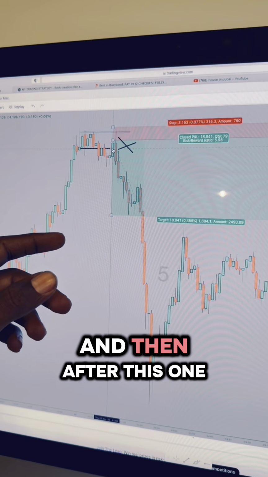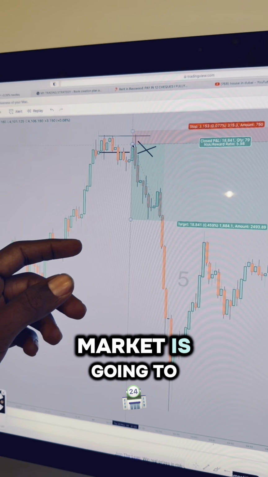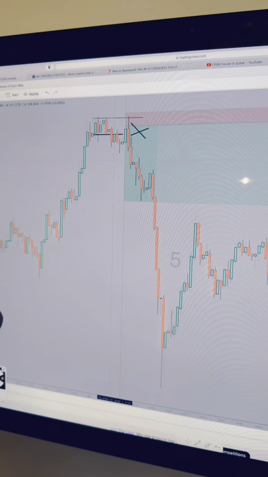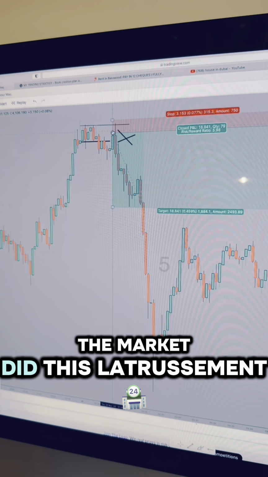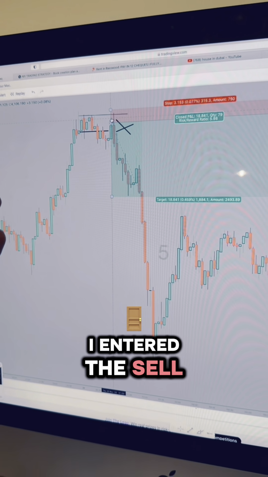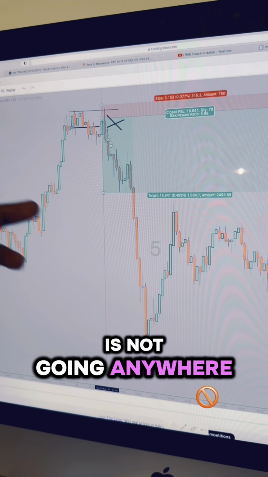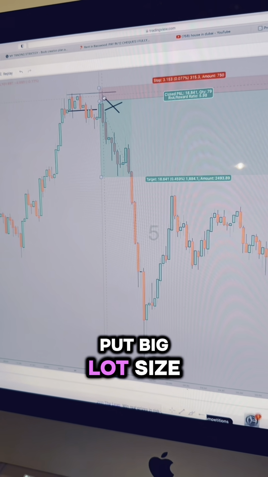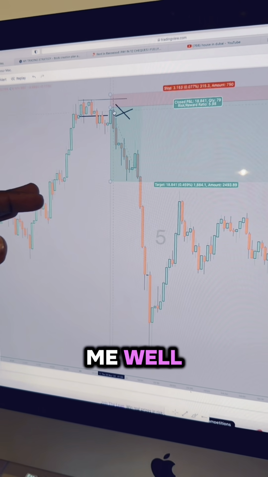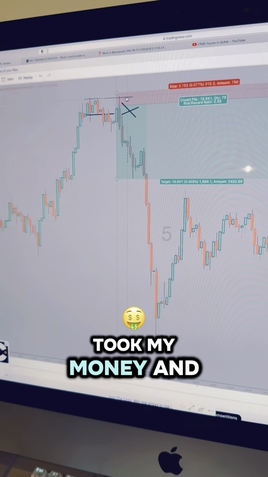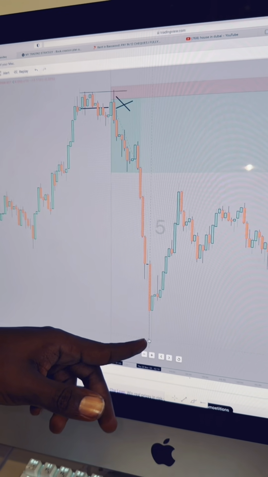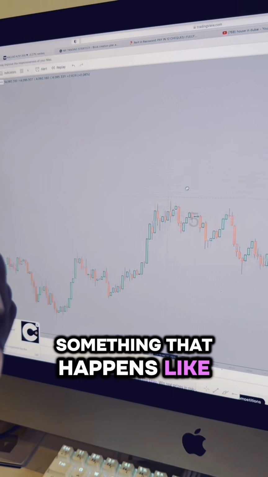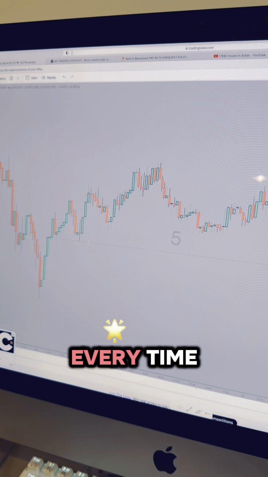So it did a good retracement with this bullish candlestick here. And then after this one, I was expecting the market to sell directly to the order block point around this area. But what happened is the market did this retracement. I entered the sell expecting the market is not going anywhere, just around this place. Then the market came back, and I always put a big lot size. I don't joke because I know it pays me well. The market came back, took my money, and then went all the way here. Not even here, but all the way here.